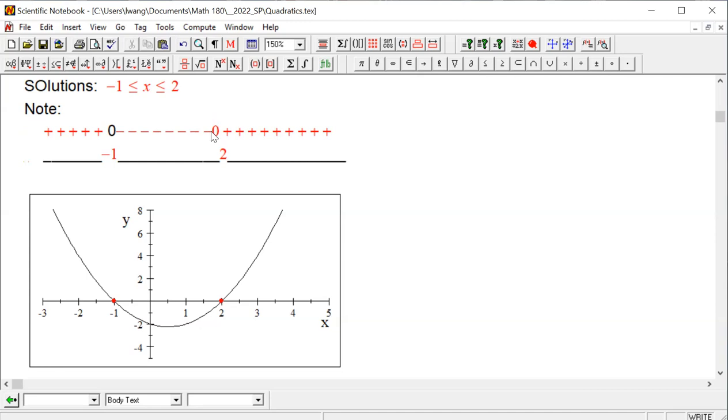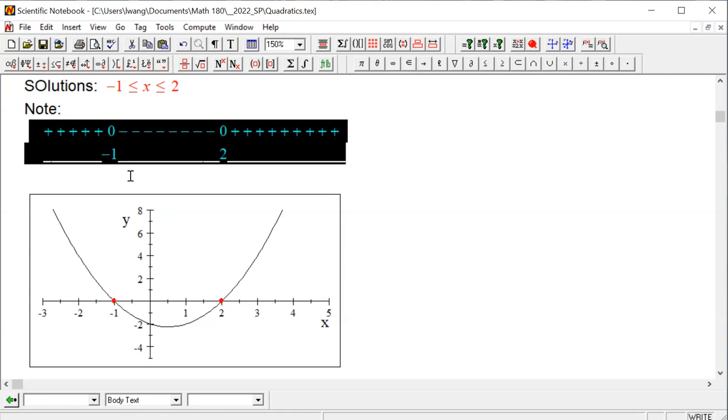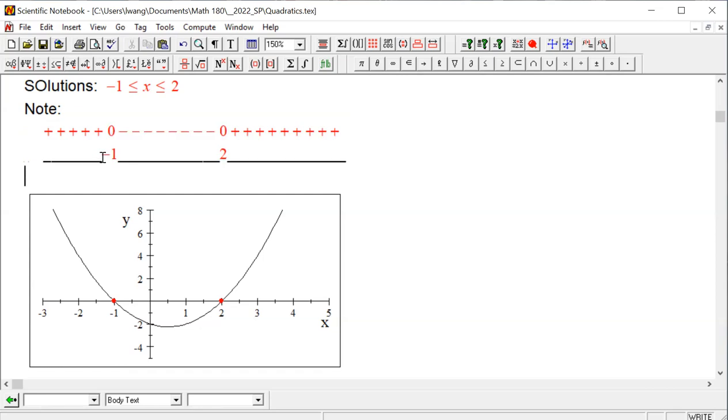Same thing, the very same thing, right? They're lined up, I try to line them up so you can see it. So this picture tells us the function when the input is less than -1, the function is positive. When the input is between -1 and 2, the output is negative. When the input is larger than 2, the outputs are positive.